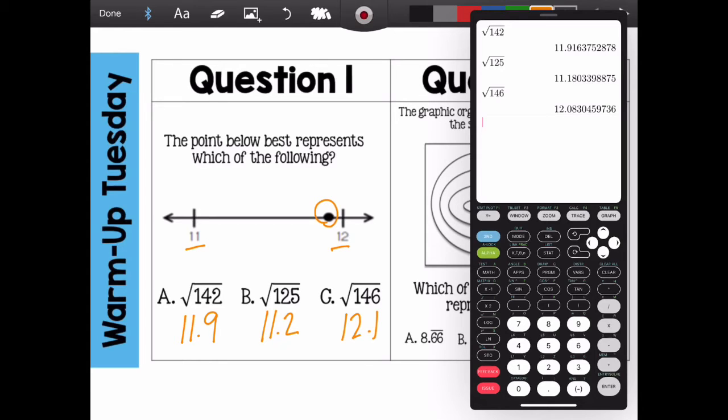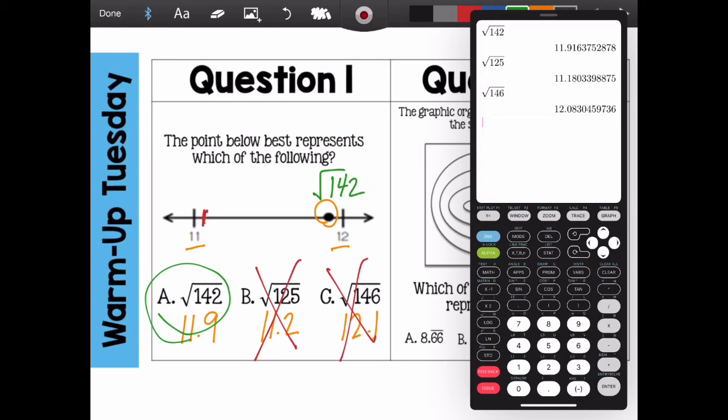It's less than 12, so I can automatically eliminate answer choice C because answer choice C is greater than 12. Also, my point is closer to 12 than it is to 11. So I can easily eliminate option B because 11 and 2 tenths would be somewhere closer to here. So the only option that it leaves me is option A, the square root of 147. So the approximate value of this point is the square root of 147.